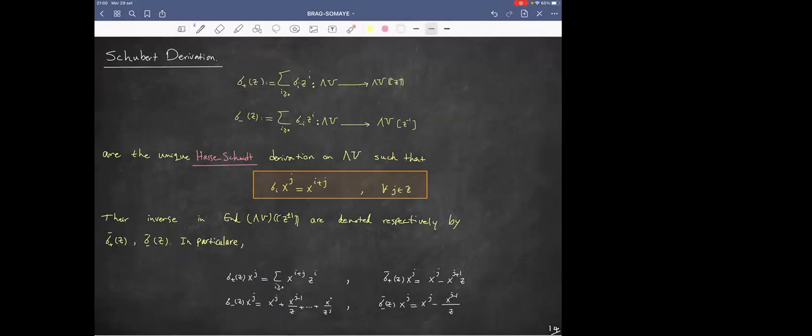By Hasse-Schmidt derivation, we mean a linear map from the exterior algebra to the formal power series with coefficients in the exterior algebra, with respect to the wedge product. I mean sigma plus c of u wedge v is sigma plus c of u wedge sigma plus c of v.